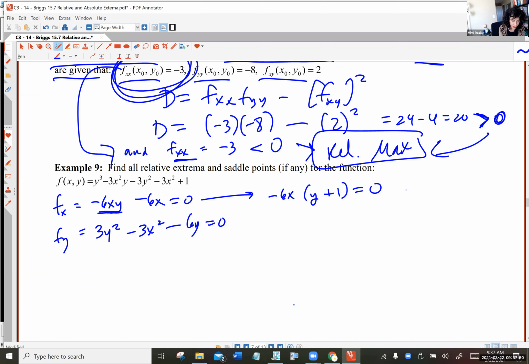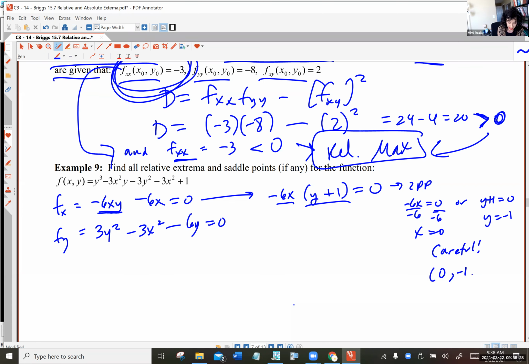When I apply the ZPP, which says if something times something equals 0, then negative 6x equals 0, or y plus 1 equals 0, or maybe they both do, but you can't be assured that they are at the same time. So for the first, when you divide both sides by negative 6, x is 0. Now careful, here you get y equals negative 1. This is where students choke. They wrongly combine these two together and say, oh, (0, -1) is a critical point. Actually, (0, -1) is not a critical point for this entire problem.